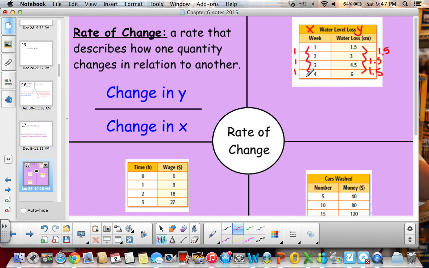So now we take our change in y, which always is going to be the same. So it's 1.5 over our change in x, which is 1. We're going to include our units, 1.5 centimeters, and then 1 week. So this tells us that whatever it is, it's losing 1.5 centimeters per week, or 1.5 centimeters of water per week. So then we could rewrite it. Our rate of change is 1.5 centimeters per week.